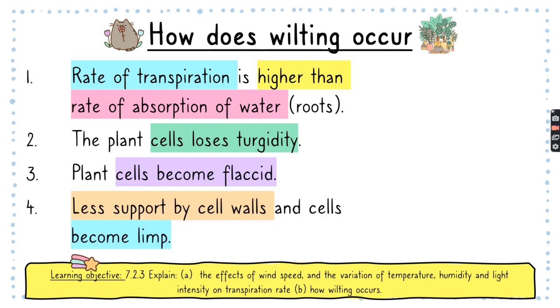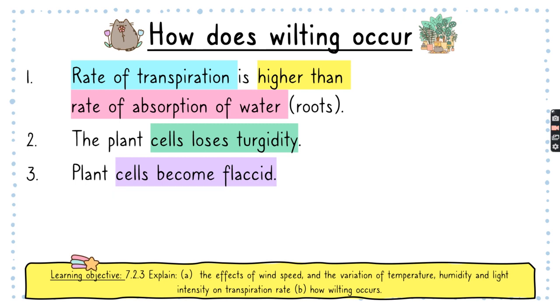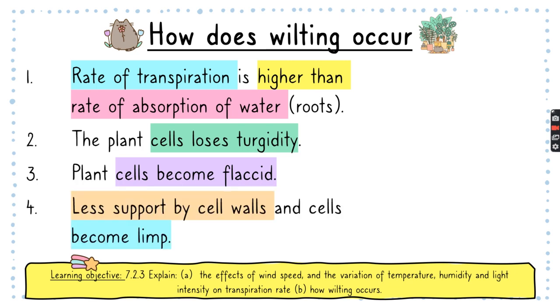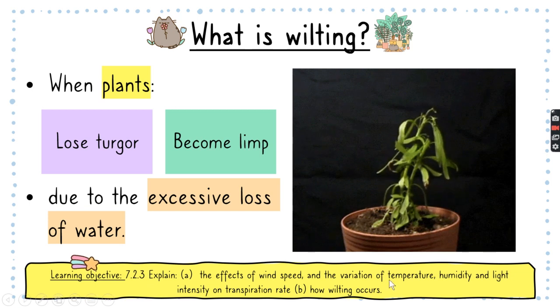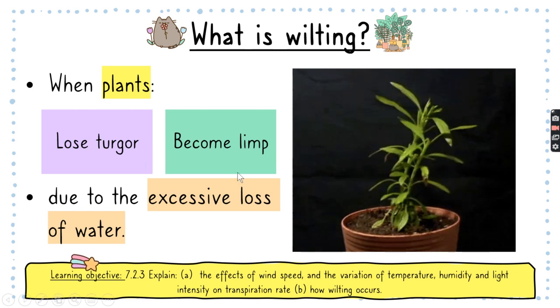So flaccid is when you can see the shape of the cells. I think the best word to describe it is also that cells become plasmolyzed. So as they become flaccid, less support by the cell walls is given, and so the cells become limp, and then overall you have that wilted. So the two keywords we're looking at here are losing turgor and becoming limp.